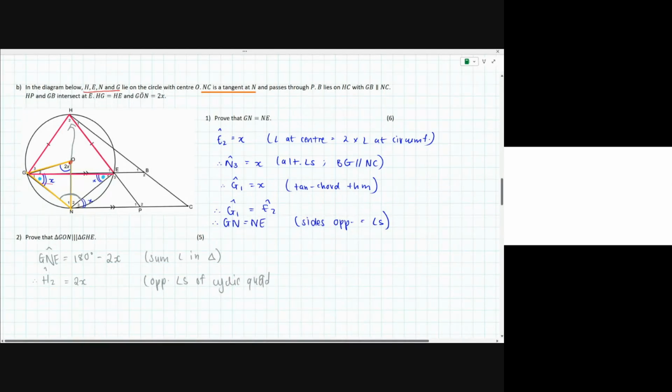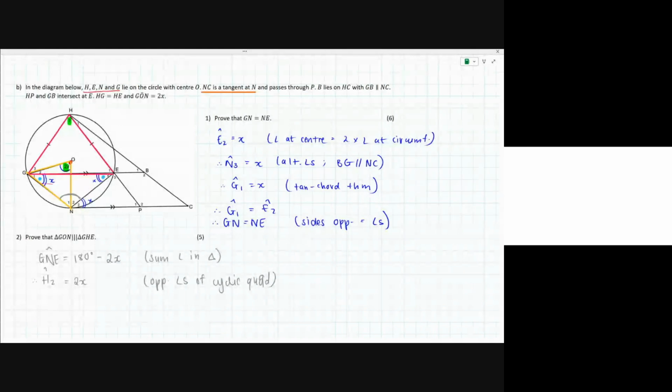And so immediately, in terms of trying to prove angle, angle, angle, I have got one pair of angles equal to each other. So I now know that H2 is equal to GON. That's one angle pair that I know in my two triangles I'm trying to prove similar.